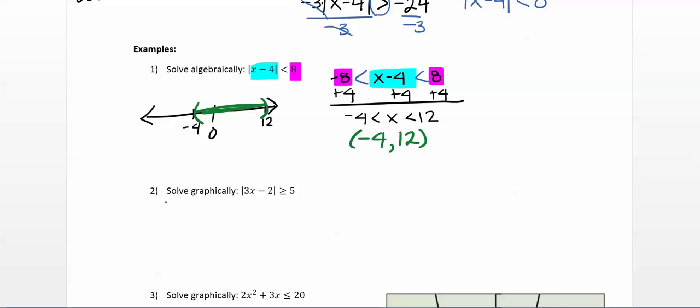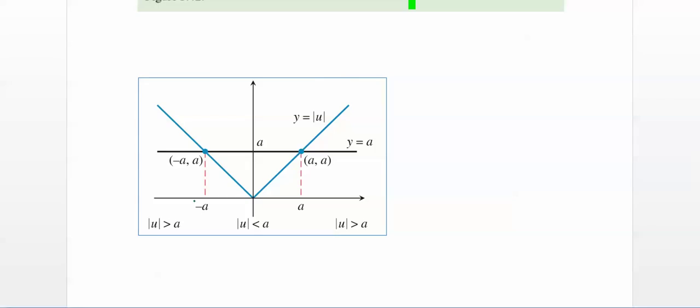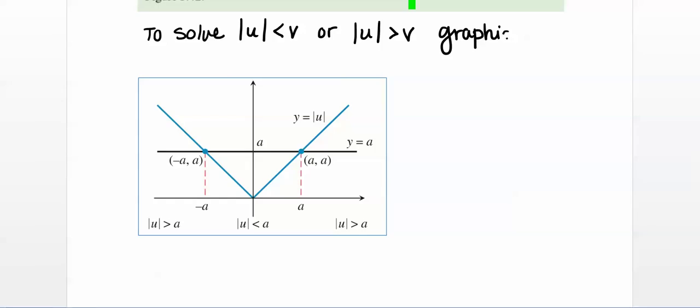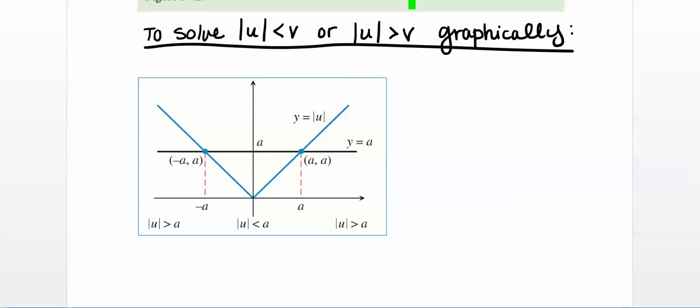Alright, so now I'm going to teach you how to solve these graphically. Okay, so we're going to write down some steps. So, to solve the absolute value of u is less than v, or the absolute value of u is greater than v, graphically. Okay, so it depends on if it's less than or greater than. So here are your steps.